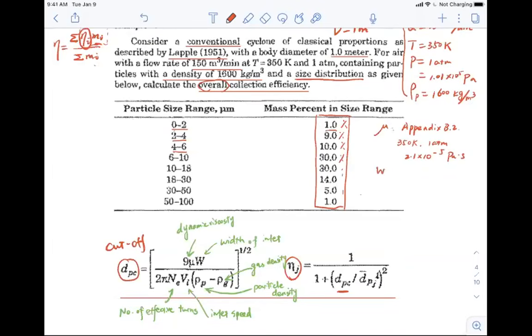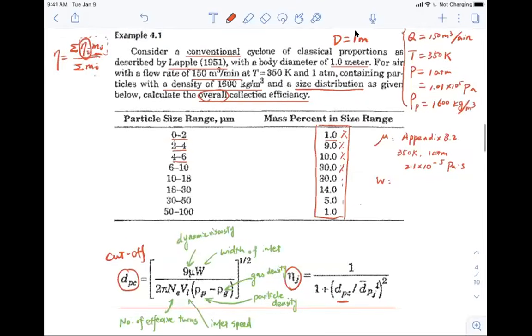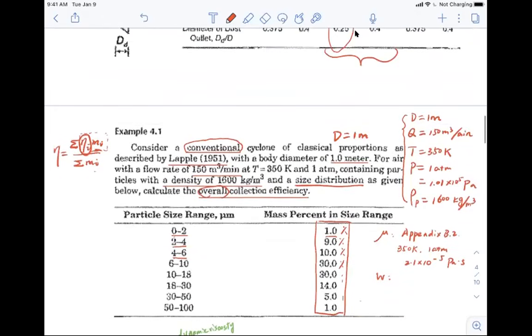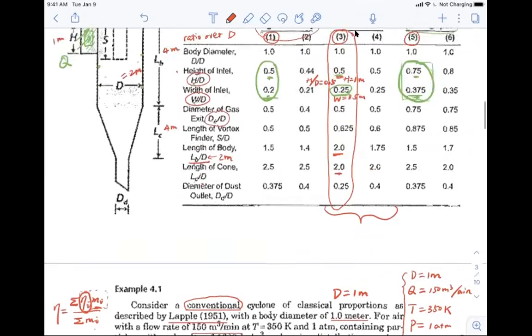And then it's the W. Okay, so that's the width of the inlet. Okay, so how do we solve that? So as we mentioned, we already defined that this is a conventional cyclone, right? We have that table that's provided by this. It's also called the Lapple table, right?